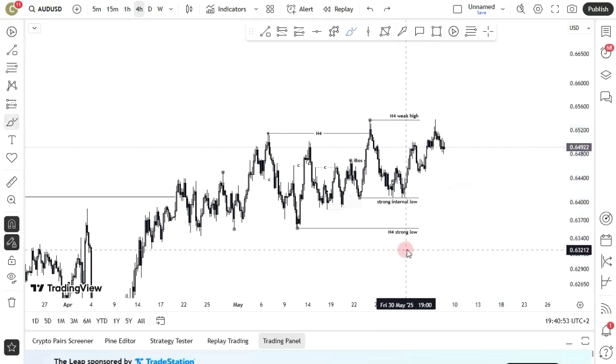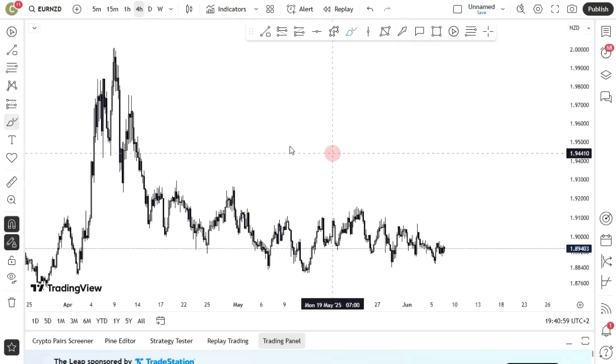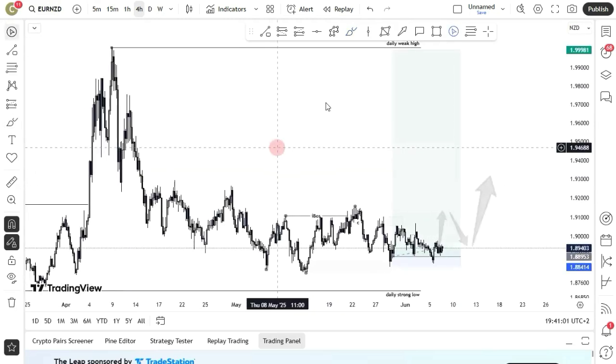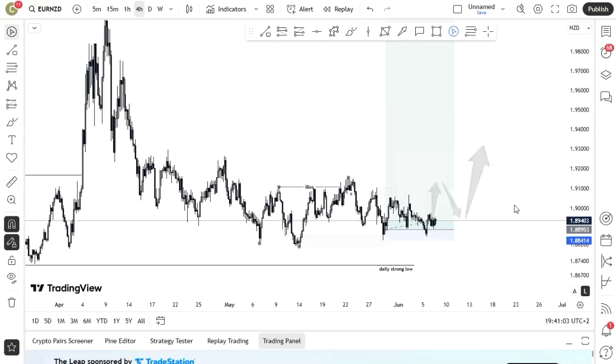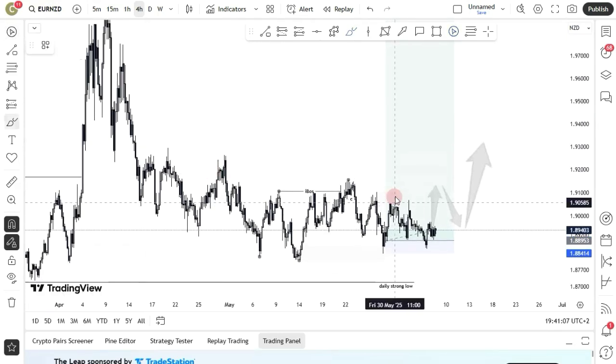Let's take a look at the Euro NZD, since I also shared a setup on it too. With Euro NZD, I said to you guys, I'm holding a trade, obviously at break even. Price was around about this area here, right? I was waiting for price to come back, mitigate this, which it did.